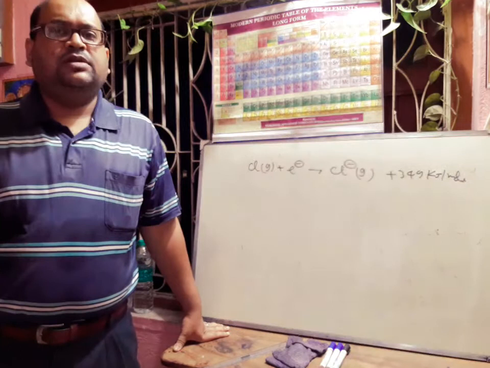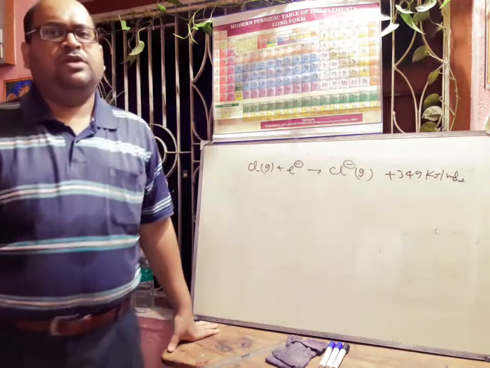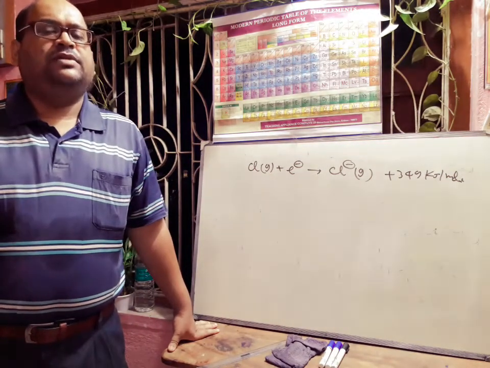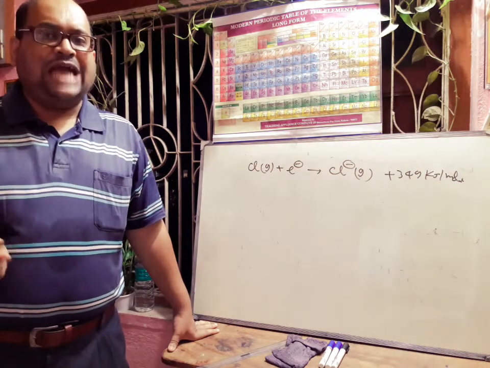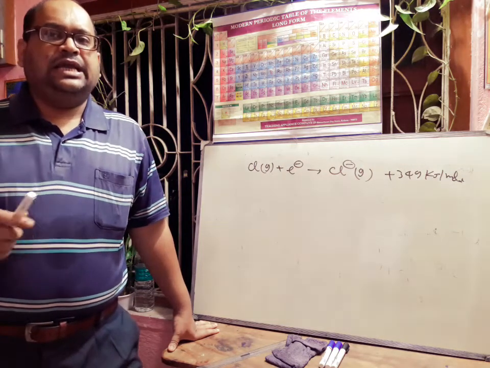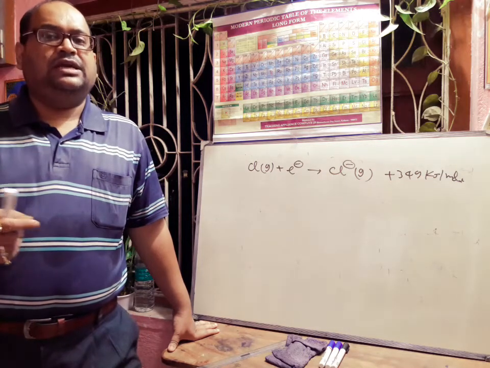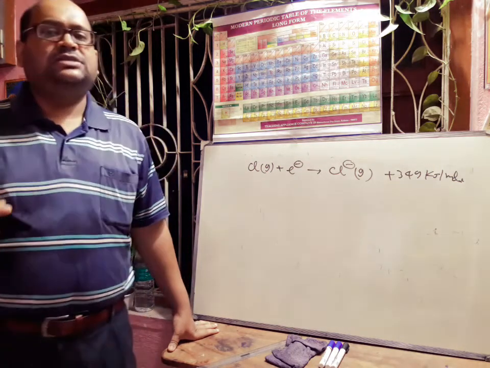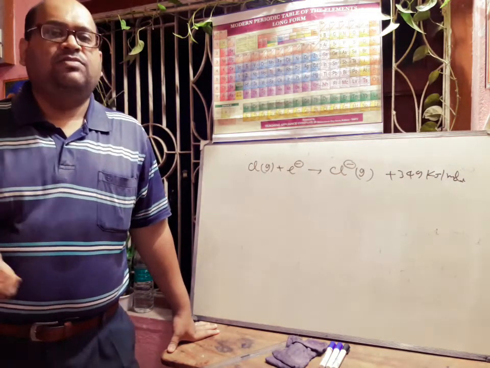The electron gain enthalpy or electron affinity of fluorine is less, but chlorine's is higher. Why? This is because of the smaller size of fluorine compared to chlorine. Fluorine has a 2p subshell, and when an electron is added to a relatively compact 2p subshell, there are strong repulsions between the incoming electron and the electrons already present. Thus the incoming electron does not feel so much attraction. Hence the electron affinity of fluorine is small.